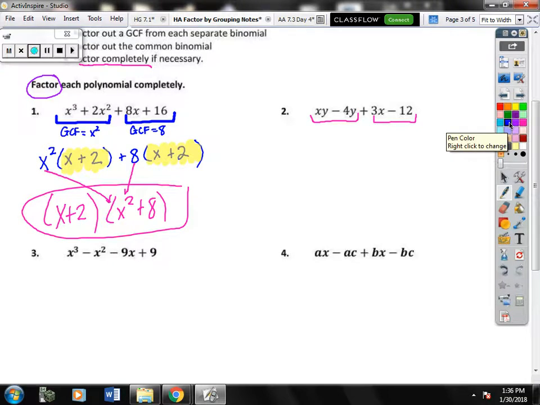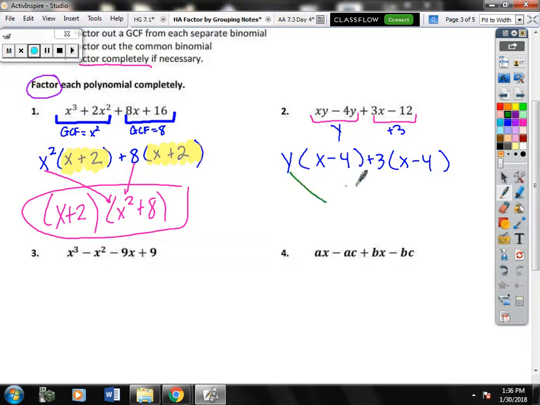GCF for the next one. What would the GCF between our first groupings be? 1. And between our second? 3. We factor that out. We're left with x minus 4. Again, when you factor out the 3, since it is a positive 3, make sure you put a plus. You can see that we've done it correctly because we get matching binomials. So you just take the 2 outside terms, the y and the plus 3, you put them together. And you only bring down one of the common binomials. Do not bring down both of them.